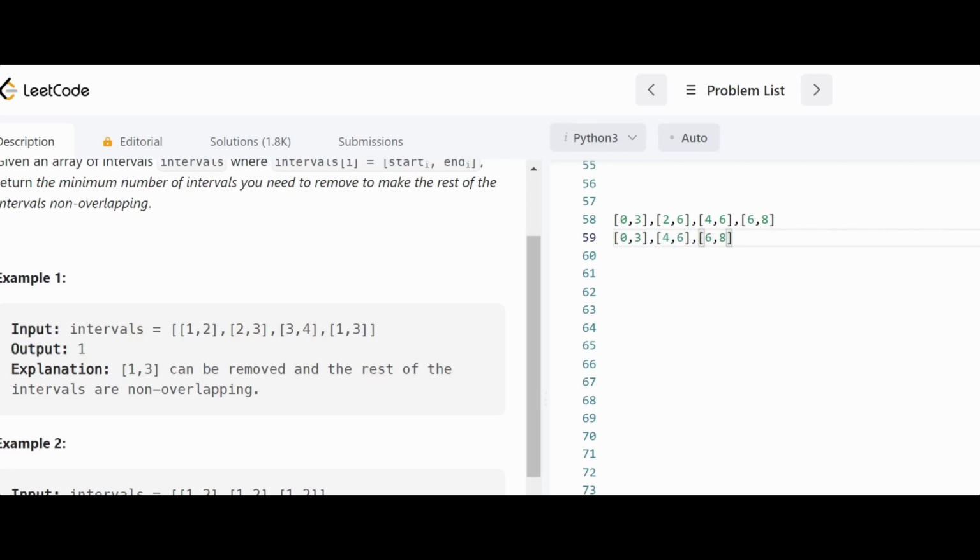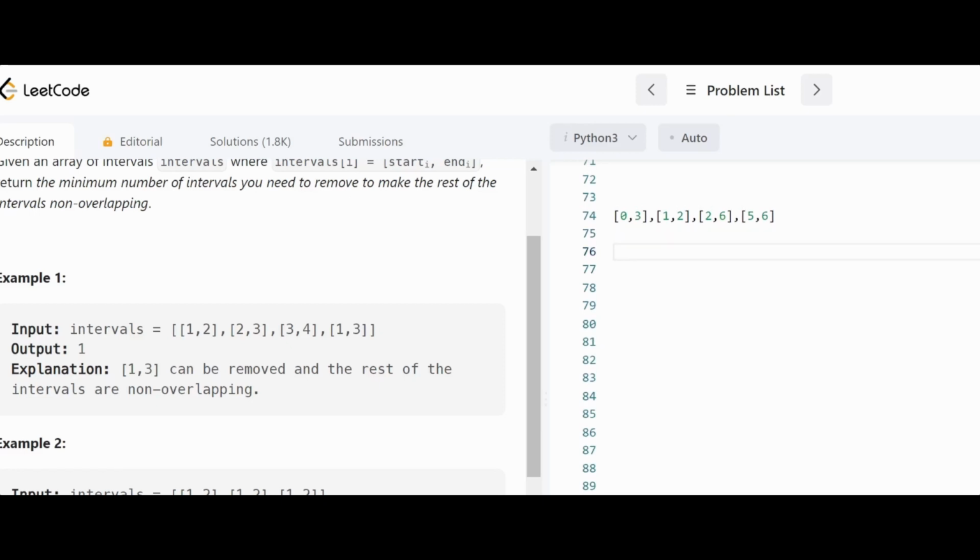4 6 and 6 8. If we remove 2 6 right now, we see that 0 3 is not overlapping 4 6, and 4 6 is not overlapping 6 8, which means that we just need to remove 2 6 in this case so that it becomes a completely non-overlapping list of intervals. As you might have understood, what we need to do in the question is find the minimum number of intervals we need to remove from this list so that we make the complete list a list of non-overlapping intervals. Okay, so let's take another example.